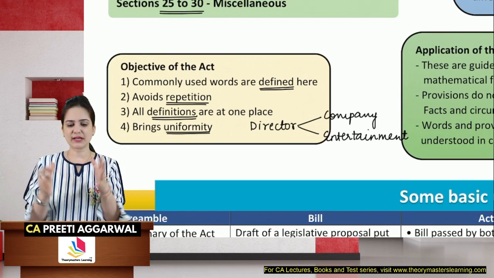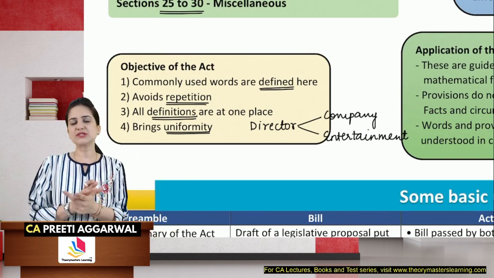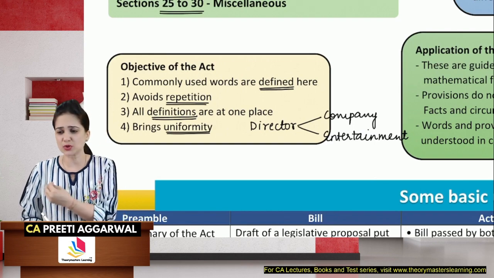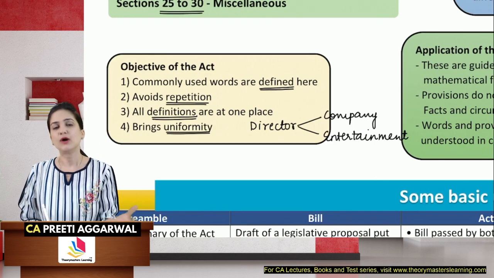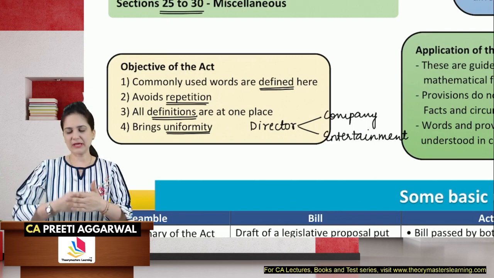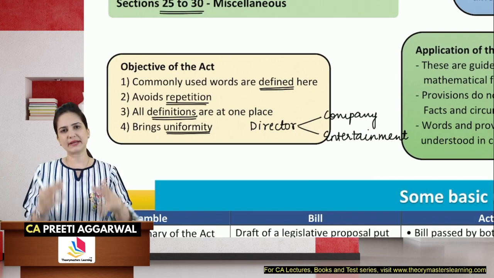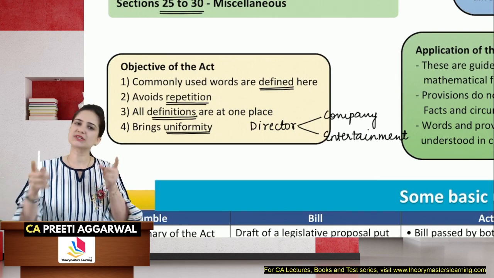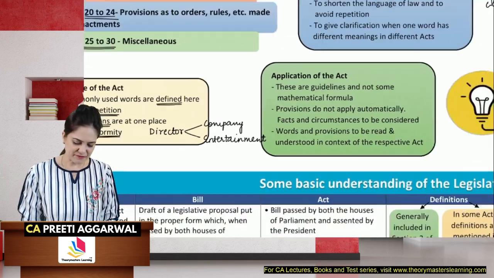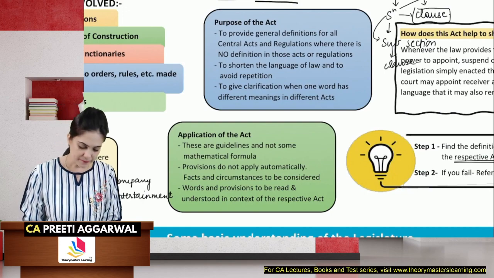Therefore, law says that imagine there is no definition, if there is no definition either in General Clauses Act or that particular act like Companies Act, if there is no definition of director, how will we understand what is the meaning? So it tries to bring uniformity. If three people are reading the act, they will understand the word director in the same manner because it is properly defined. Okay, so it brings uniformity. Different people will refer to this definition and have the same understanding of that word.